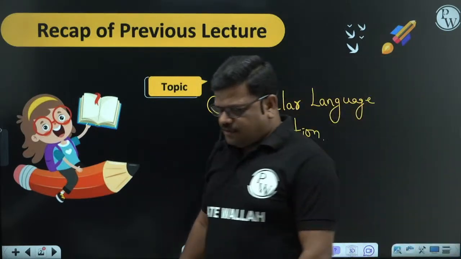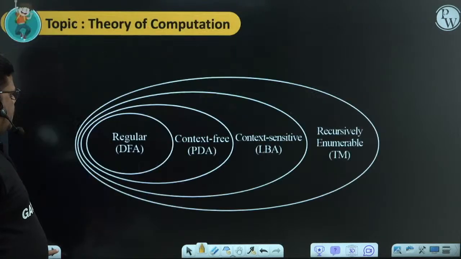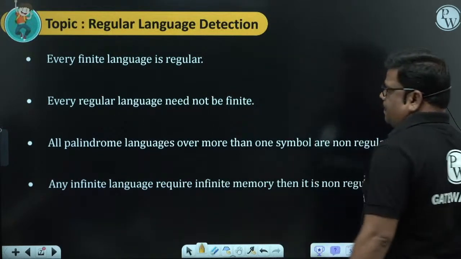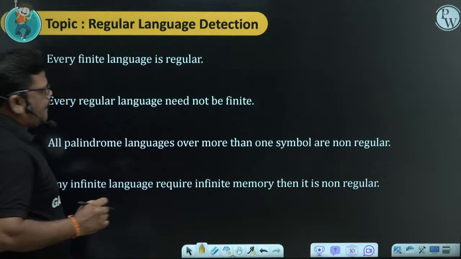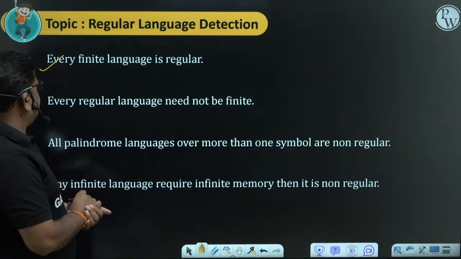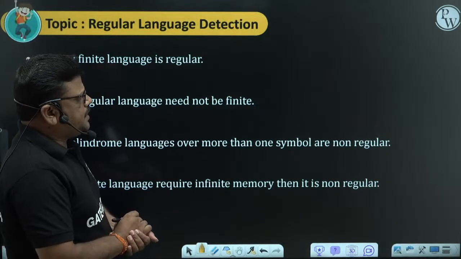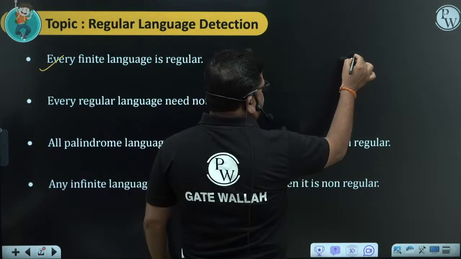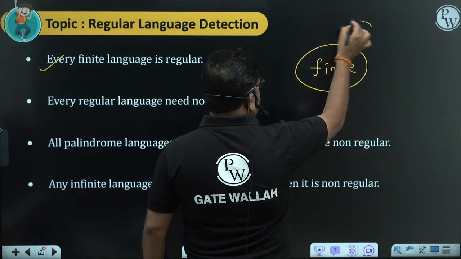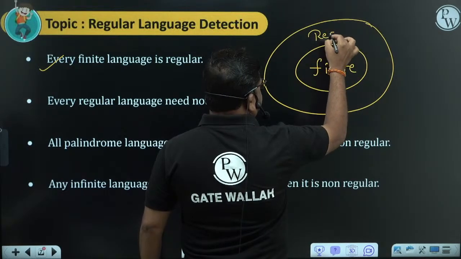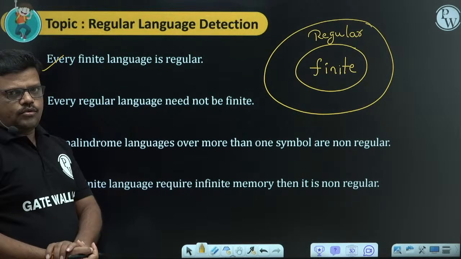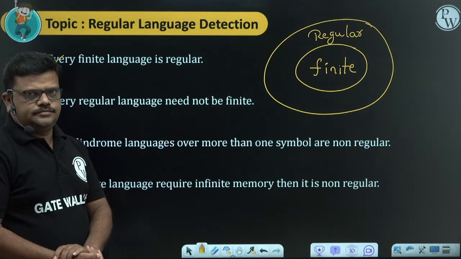In our previous session, we studied some important points related to regular languages. Whenever you are detecting a regular language, the first thing is checking whether the language is finite or infinite. We also studied the relation between finite and infinite languages: finite implies regular. That is why, to check whether a language is regular or not, we need to see whether the given language is finite or infinite.